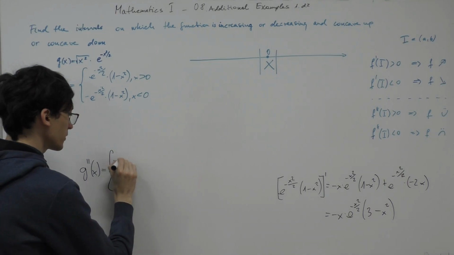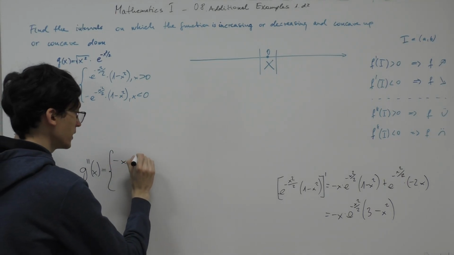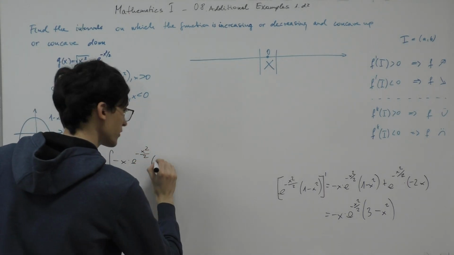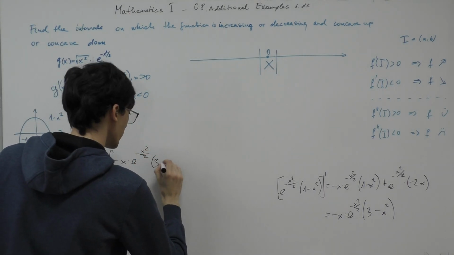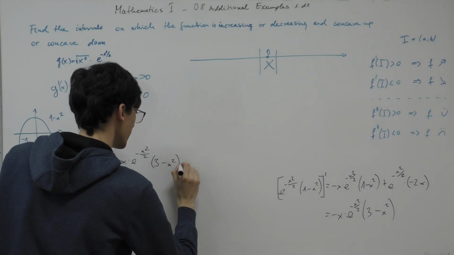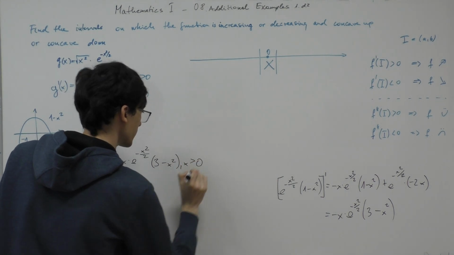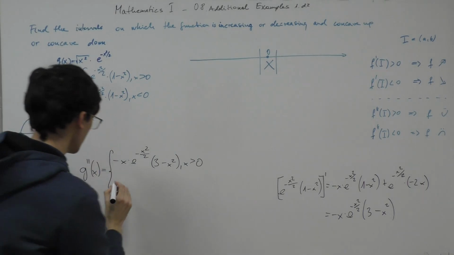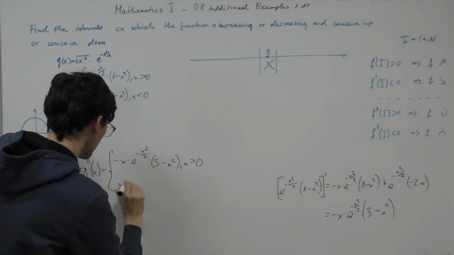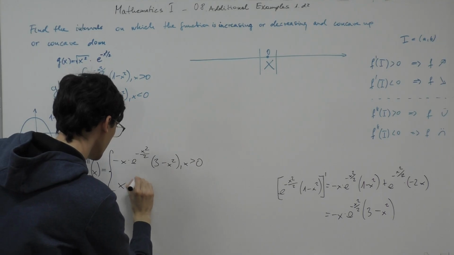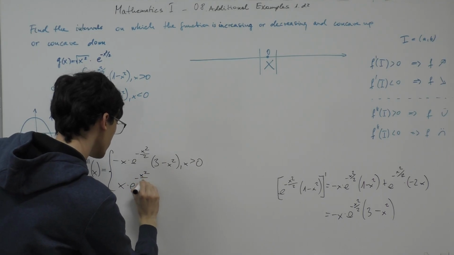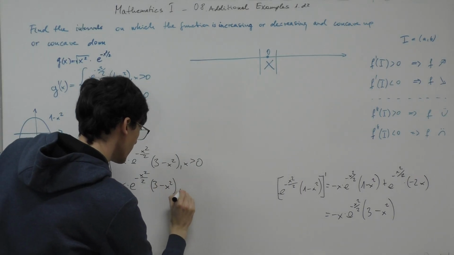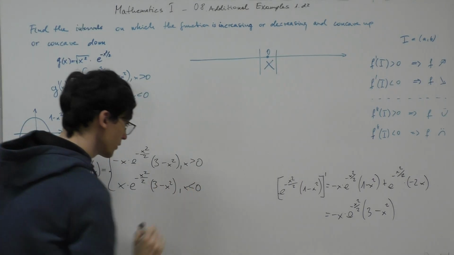of course, negative x times e to the negative x squared over 2 times 3 minus x squared if x is greater than 0, and of course we have to add the negative sign if x is less than 0, giving us x times e to the negative x squared over 2 times 3 minus x squared if x is less than 0.